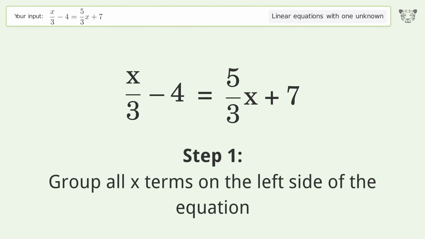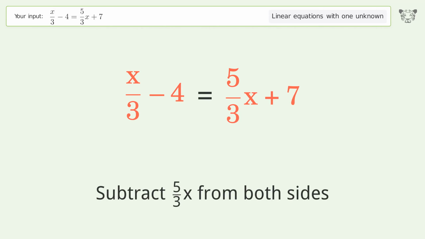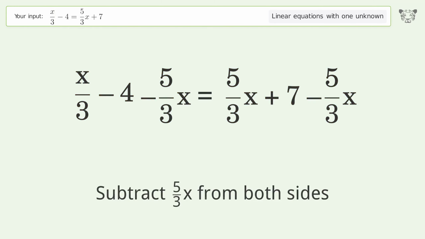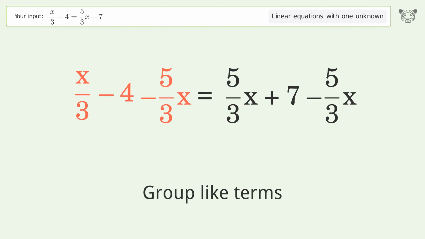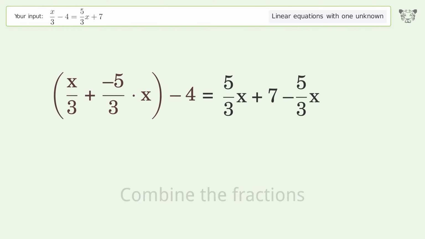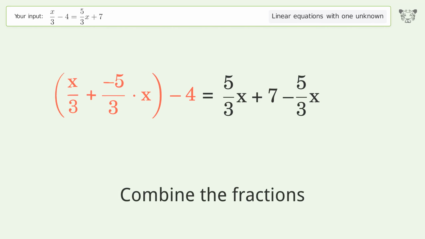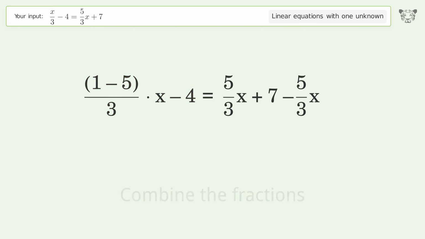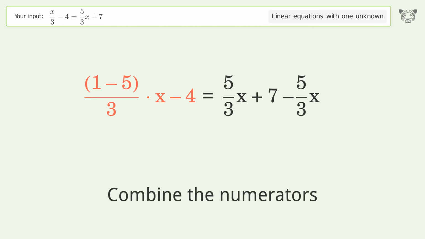Group all x terms on the left side of the equation. Subtract 5/3x from both sides. Group like terms. Combine the fractions. Combine the numerators.